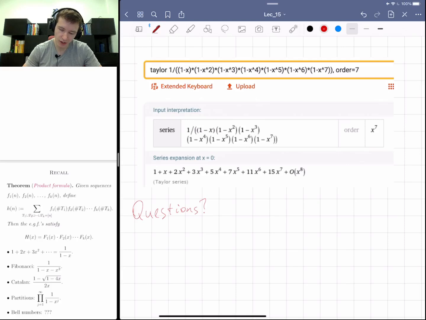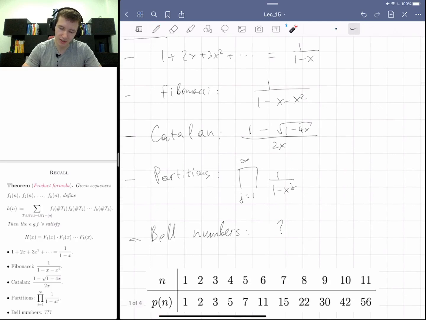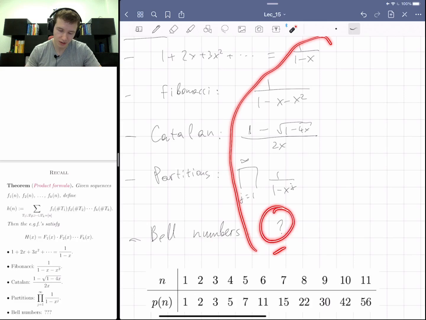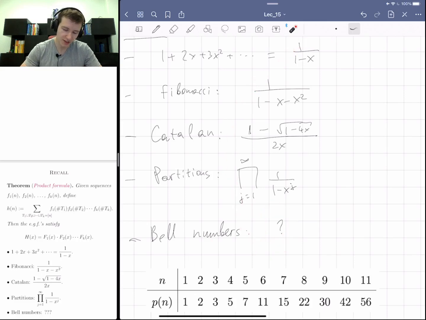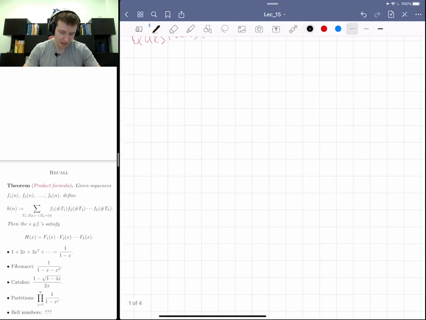By the way, if you don't know the answer, then it's a good exercise to just try to imagine what, based on all this evidence, is going to be for Bell numbers. It's probably not what you would imagine it is. Anyways, here's the next topic.